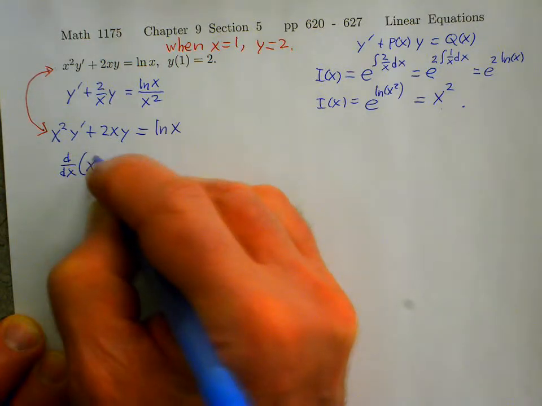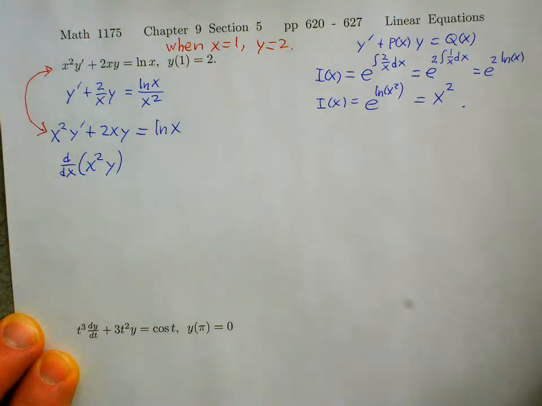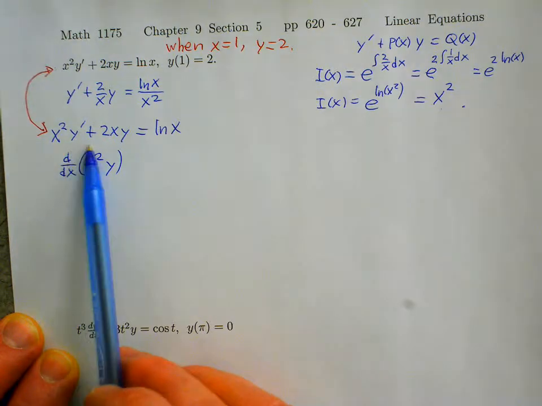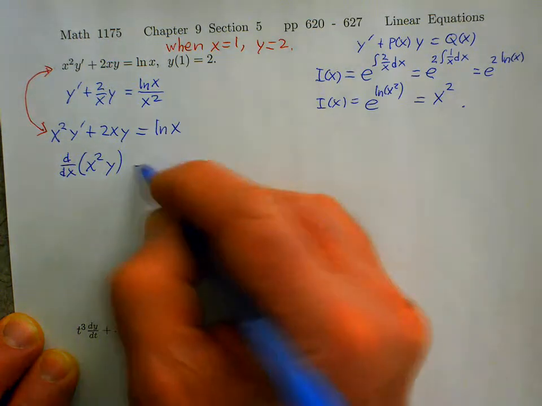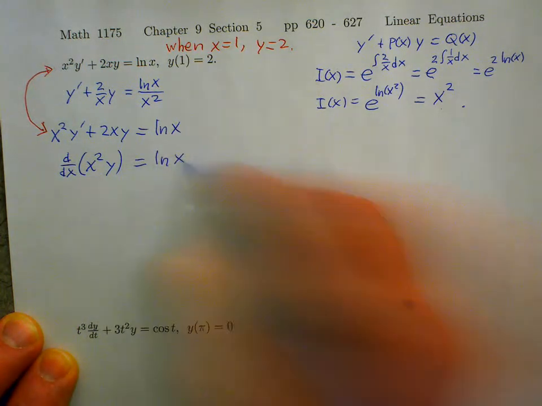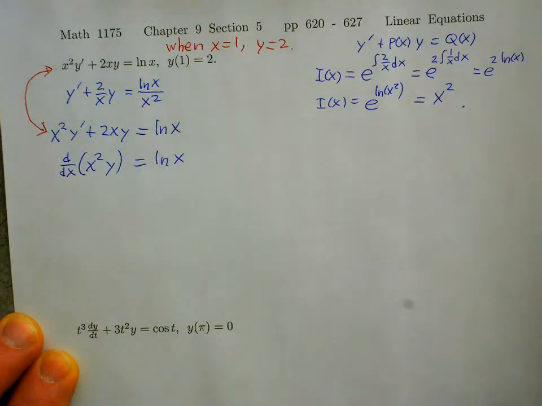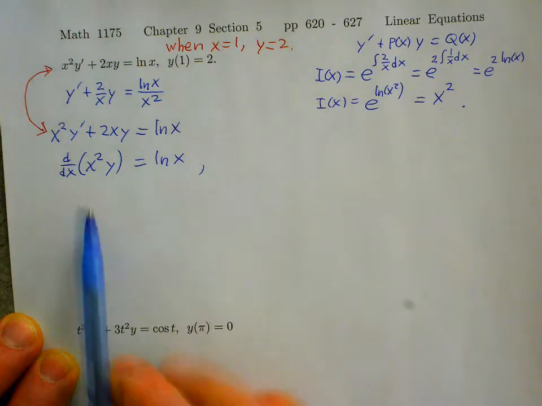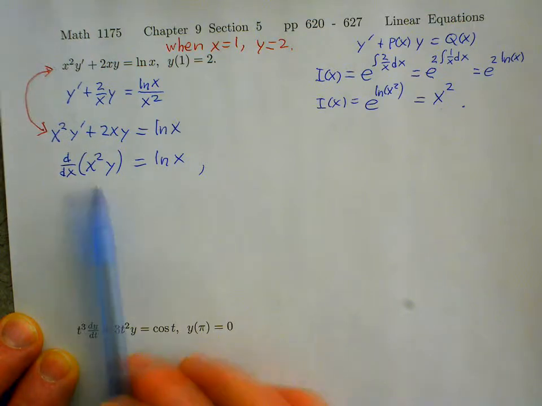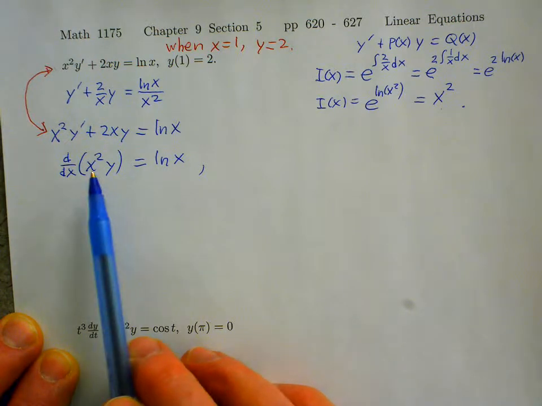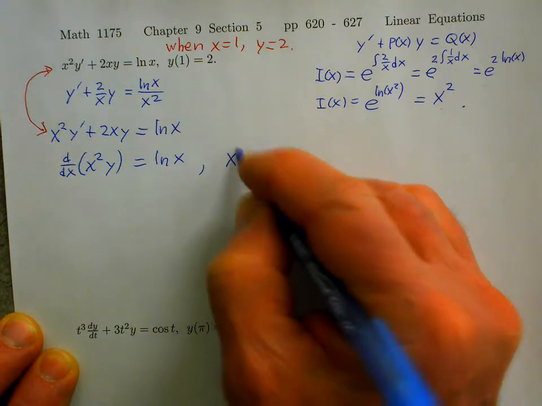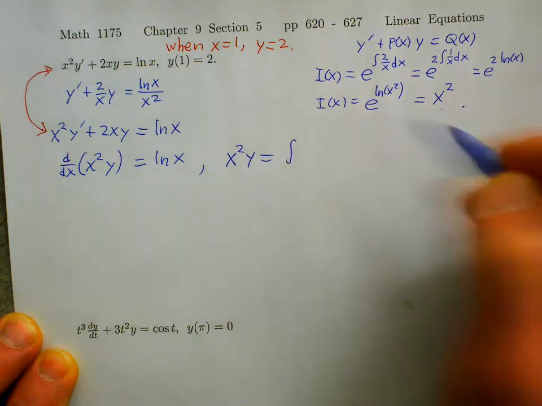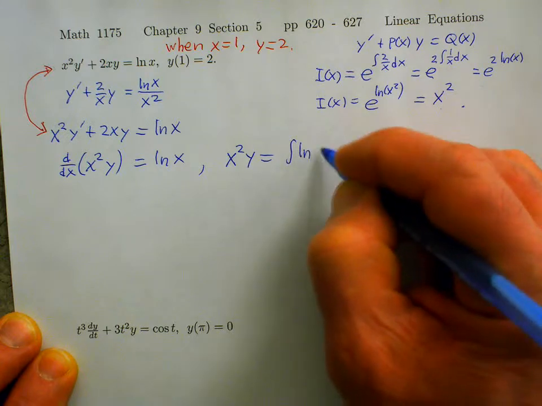Yeah, x squared y. If you take the derivative of x squared y using the product rule, you get x squared times y prime plus 2x times y. And that equals the natural log of x. And then we integrate both sides. When we integrate the derivative of a function, we just get the function. So the left-hand side is x squared y. And the right-hand side is the integral of the natural log of x dx.